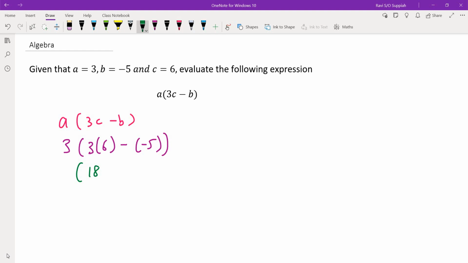And here we have a bracket with a -5, and there's a minus in front. So there's actually a 1 over here, -1. So minus into minus will give me a plus, and 1 times 5 will be 5. Alright, and the 3 is still outside here. So that will give me 3 into 18 plus 5, which is 23. And that will give me the final answer of 69. 3 times 23 will be 69. Alright, good. Thank you.